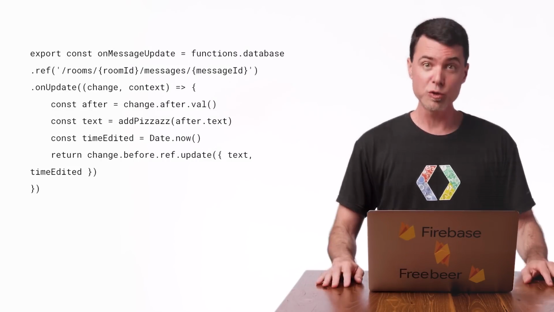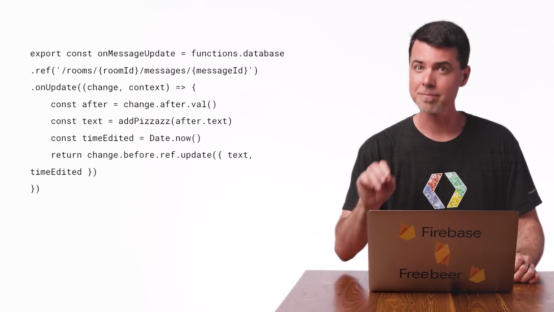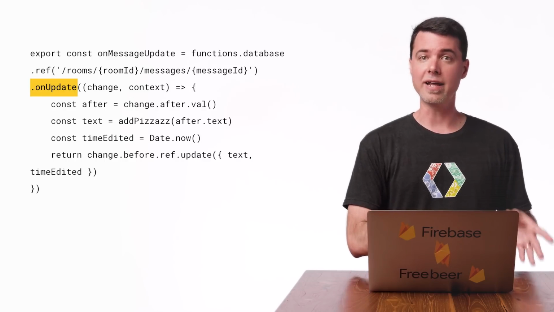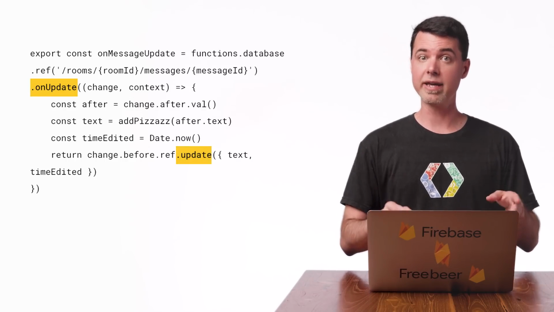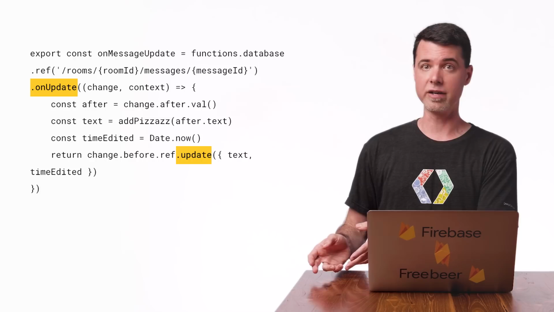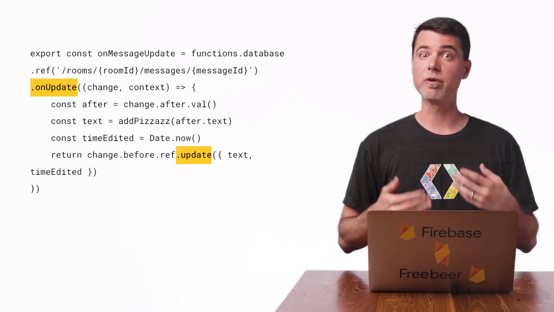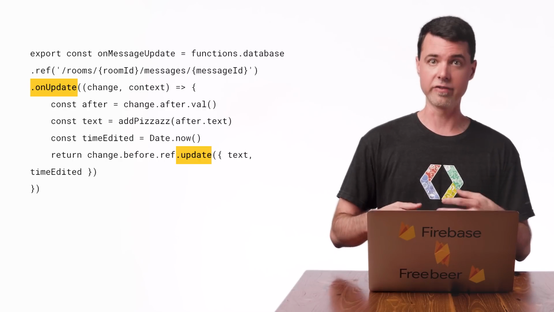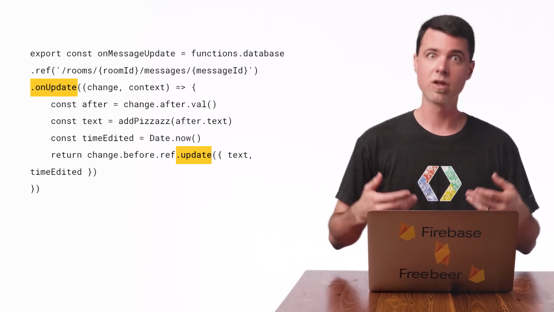There's actually one huge problem here, but it's not obvious at first. Think about what this function is doing. It's triggering when there's an update at a location in the database, then making another update to that same location. This means the function is going to effectively trigger itself again with that second change, which is going to cause another change, and another, forever.